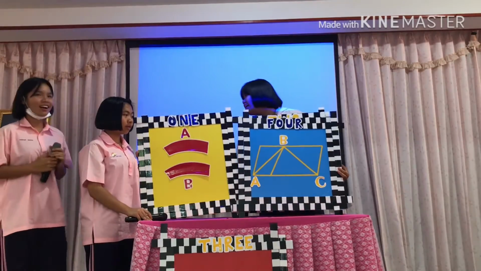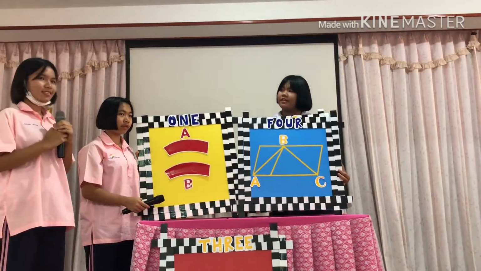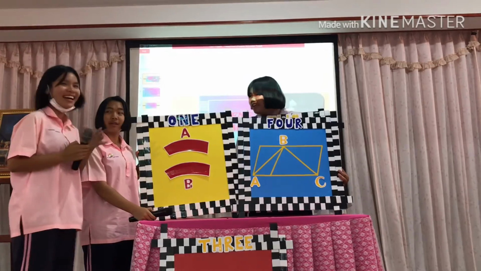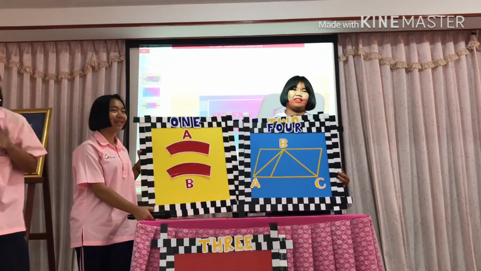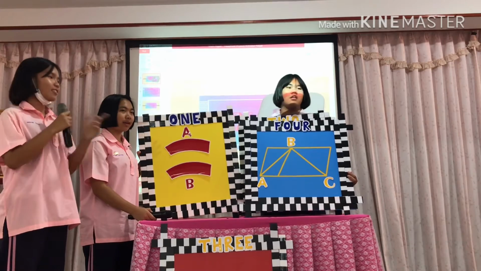Is that a circle? Yeah, trapezoid, hexagon, decagon. What shape is that? It is a quadrilateral.